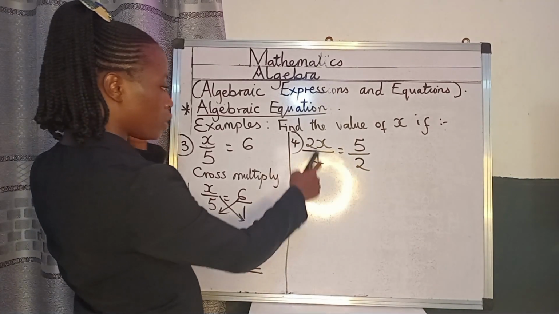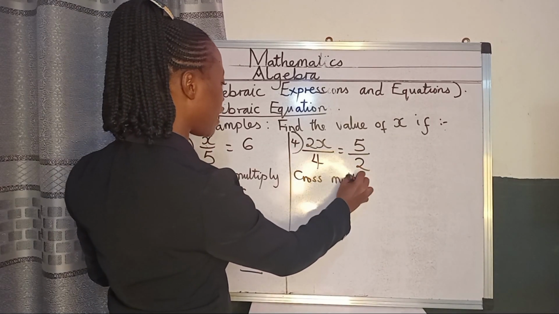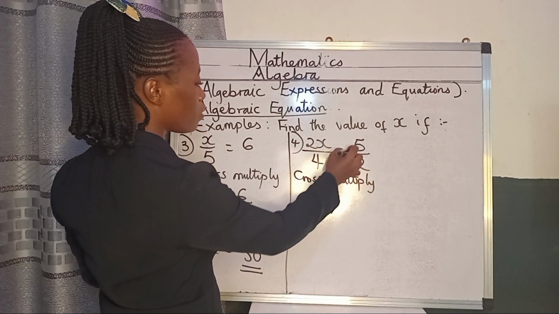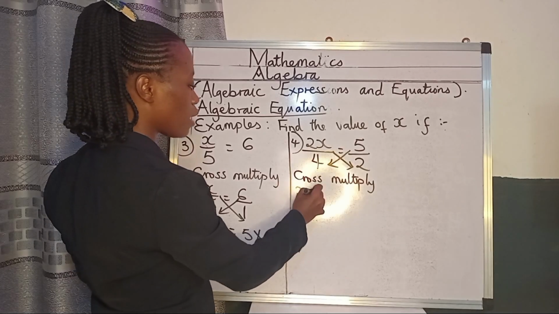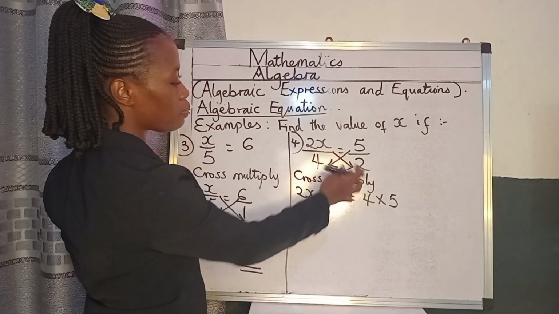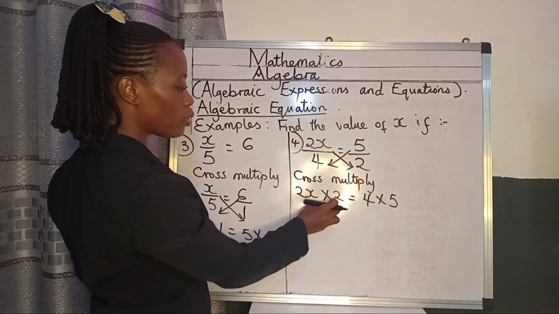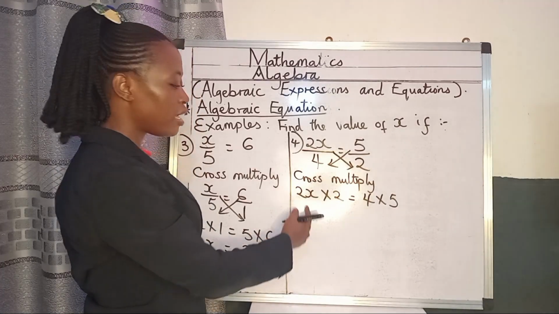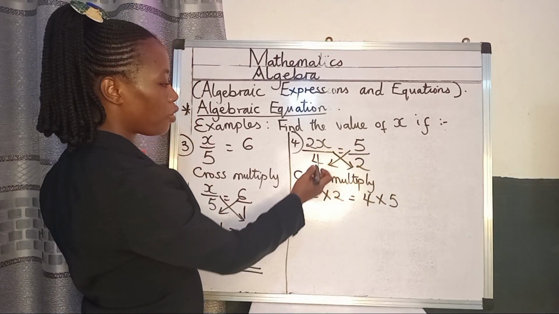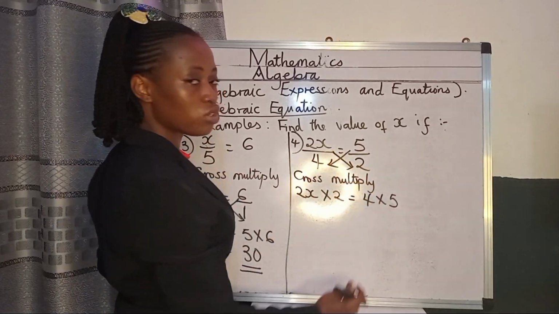Now for number 4, 2x over 4 is equal to 5 over 2. The same thing applies. You are going to cross multiply. When you cross multiply, 2x will multiply 2, 5 will multiply 4. So we are going to have 2x times 2 equal to 4 times 5. You write the first multiplication to the left and the second multiplication to the right. Do not equate the first multiplication to the answer first, like some would say 2x times 2, you have 4x. No. You first of all write the first multiplication to the left, put your equality sign, write the second multiplication to the right.